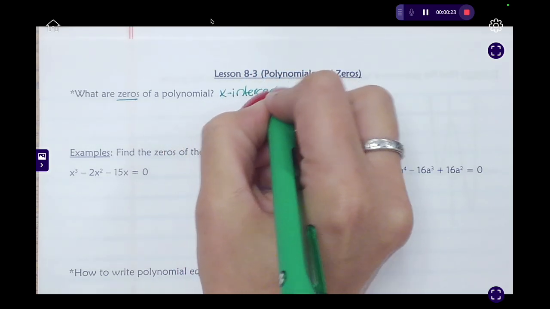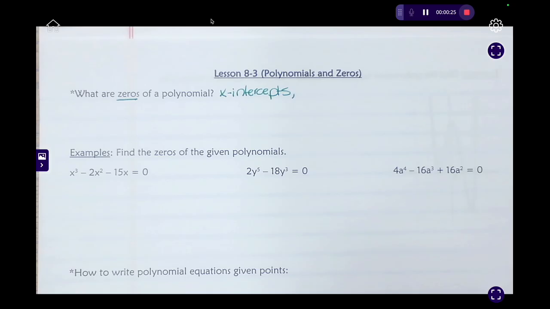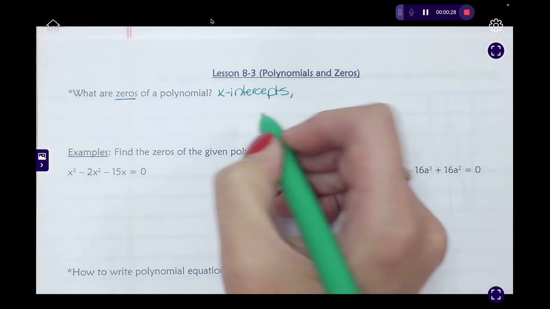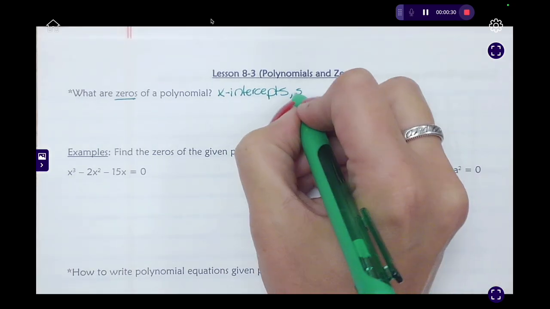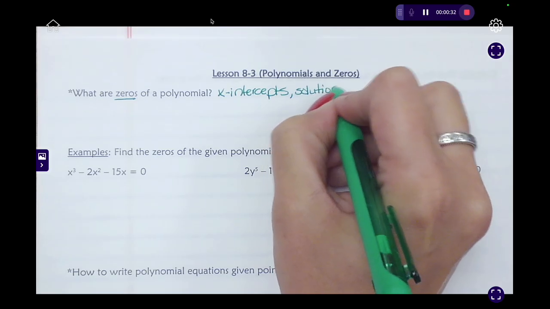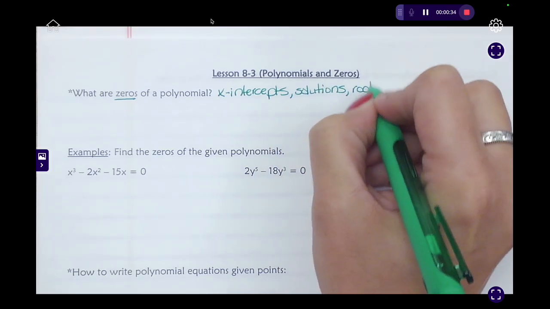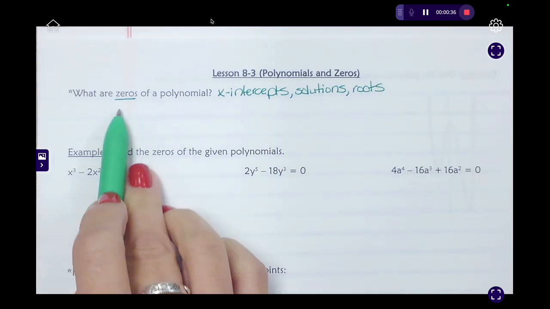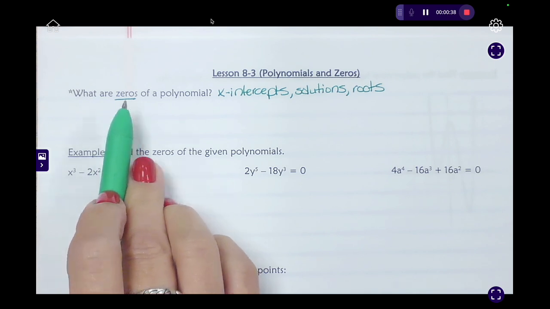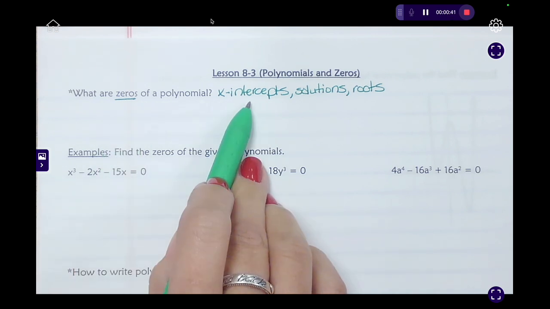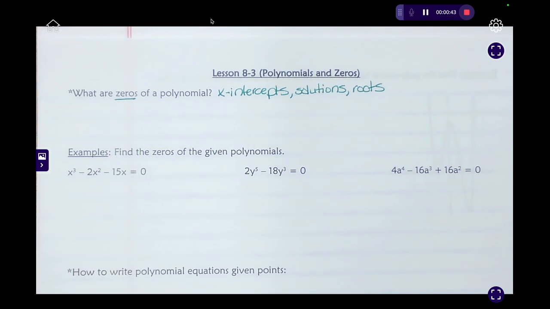And we do have multiple vocabulary words that we can use, and so instead of just finding the zeros, I can say find the x-intercepts, I can find the solutions. You can say find the roots. So all of these just mean the zeros. So when I ask you what are the zeros of a polynomial, I am asking you if you were to graph that, what would the x-intercepts be?